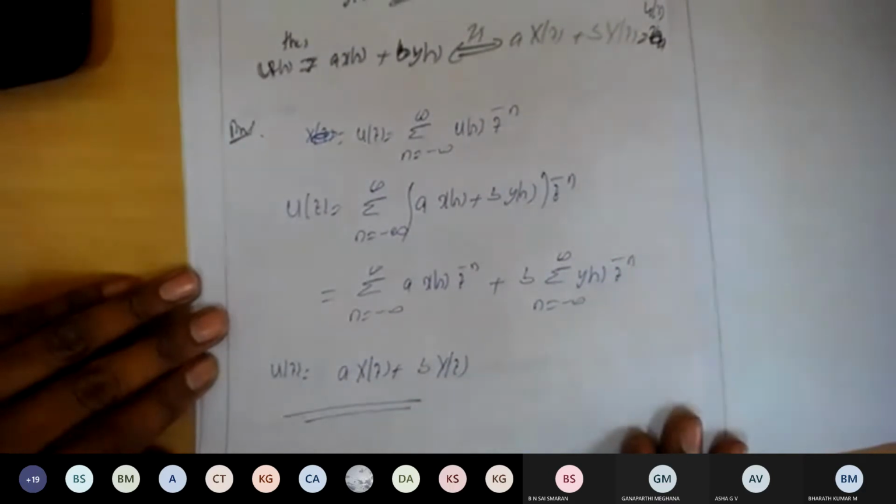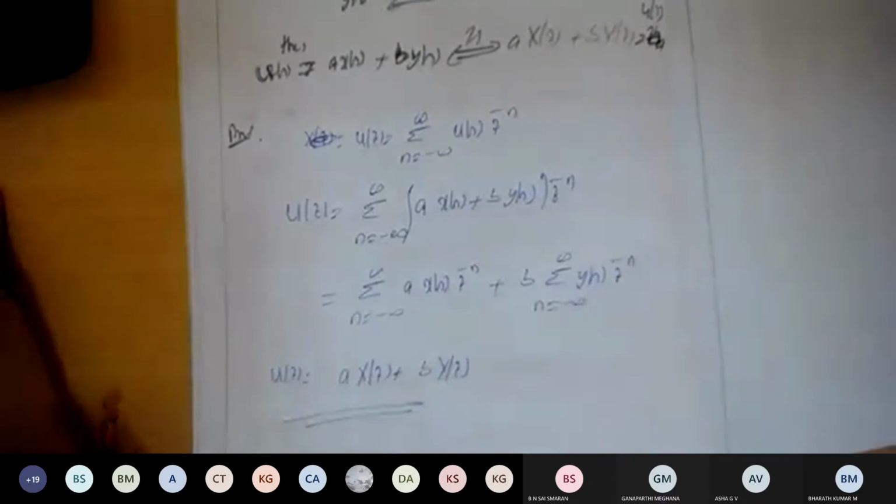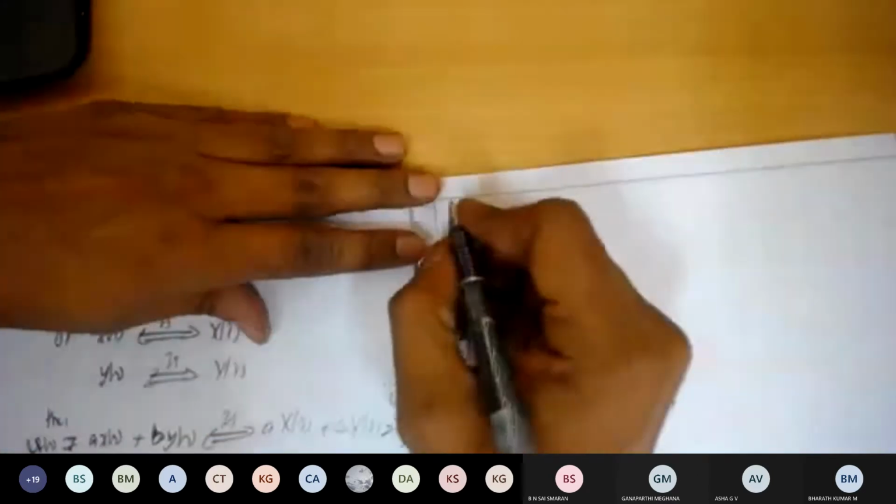Done, right? Any doubts in this one? We'll go for the next property, which is called the time shift property.